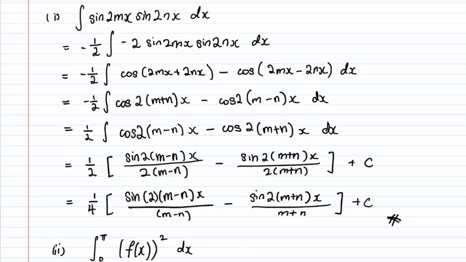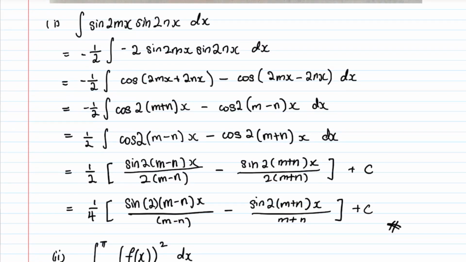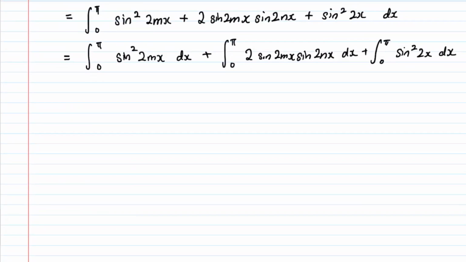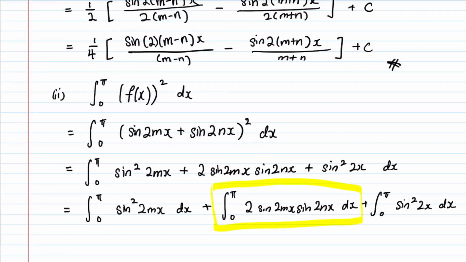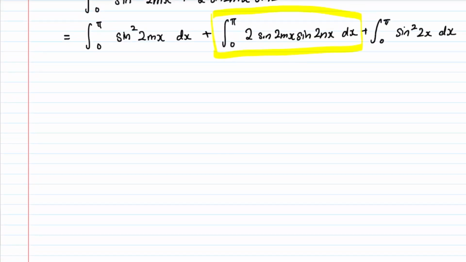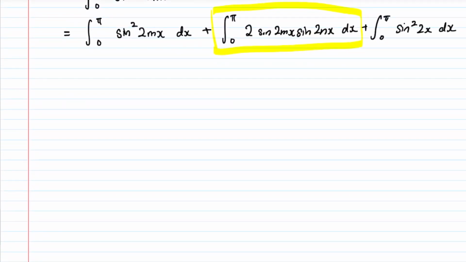Alright, so from here, you can start to use part 1 to your advantage. Part 1 already found what the integration of sine 2mx sine 2nx dx is. So this middle part can just be substituted with the answer that was found before, and then the rest we can start to integrate soon. But before that, you can't just simply integrate sine squared, right? So we have to convert this using a formula sheet.